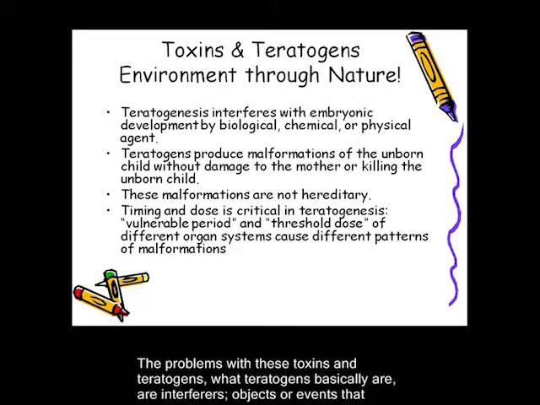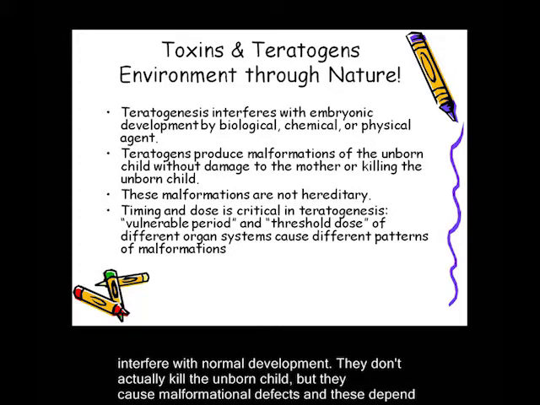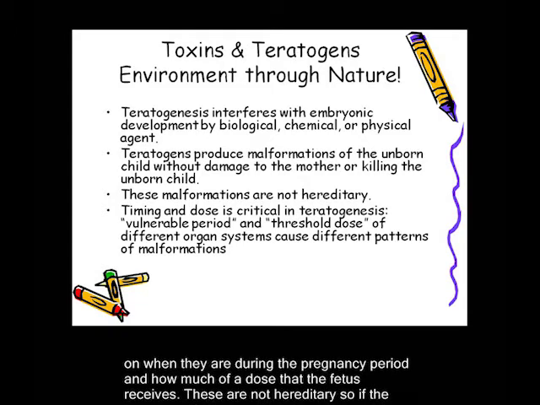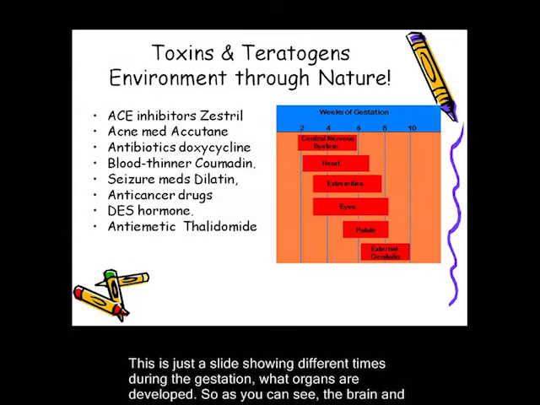The problems with these toxins and teratogens, what teratogens are basically interferers. They are objects or events that interfere with normal development, and they don't actually kill the unborn child, but what they do is they cause malformation or defects. And these depend on when they occur during the pregnancy period and how much of a dose the fetus receives. These are not hereditary, so if a child has one of these teratogenic effects, they don't pass it on to future generations. This is just a slide showing different times during the gestation, what organs are developed.